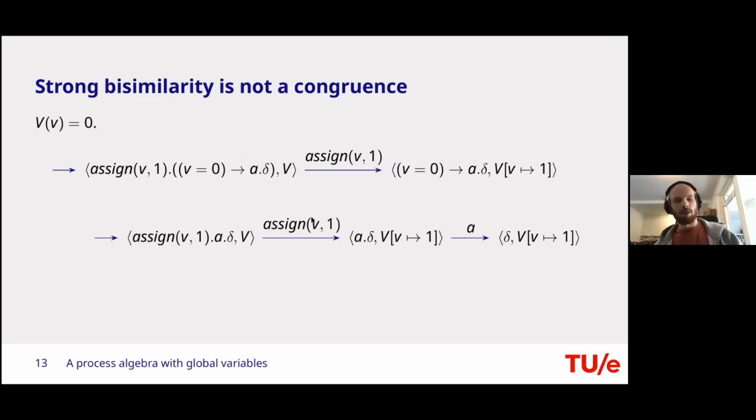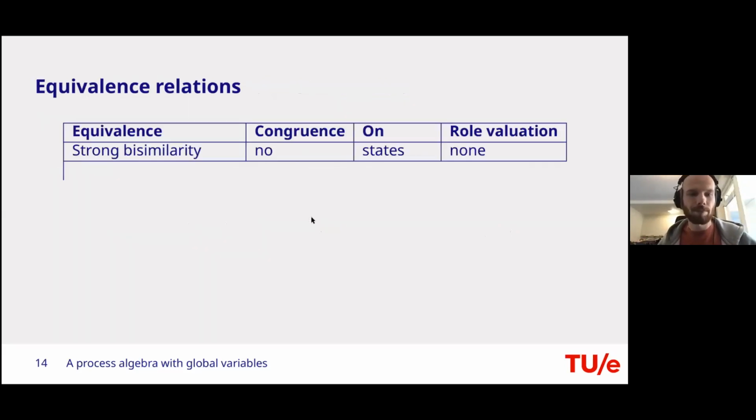So let's have a look at other equivalence relations that we might want to use. So we already concluded that strong bisimilarity is not a congruence. It is a relation on states.